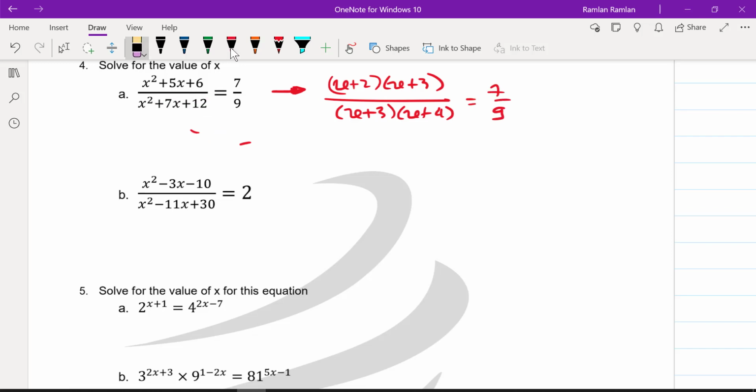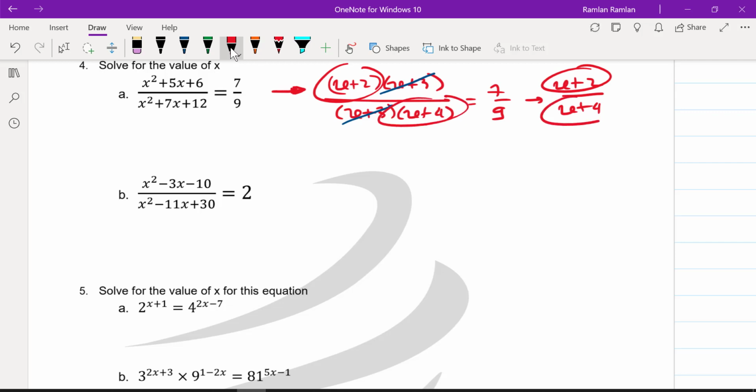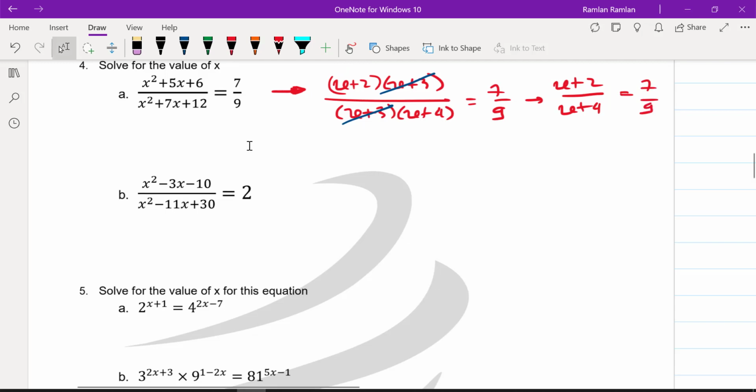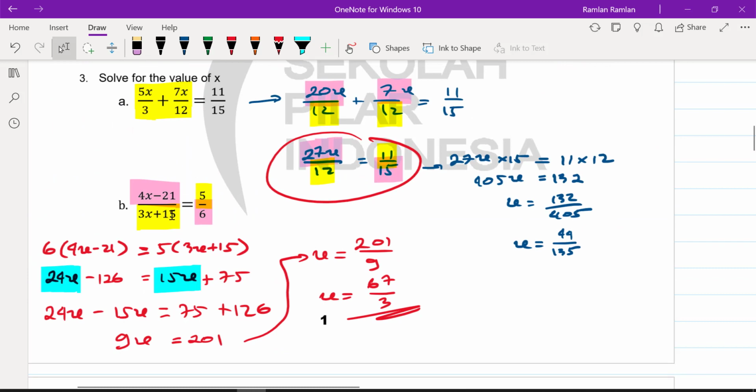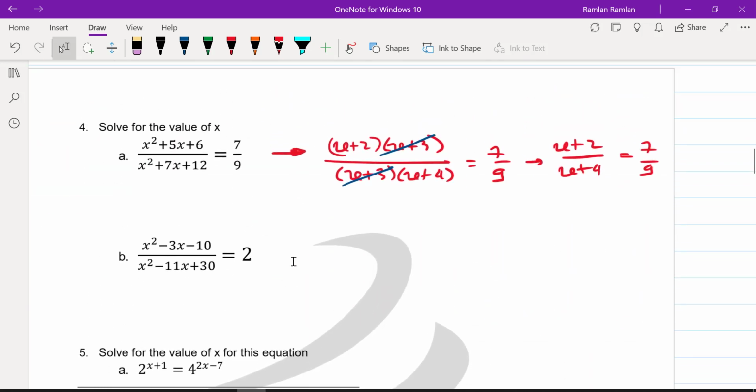Okay, in here, because we have the same factor, which is this one, we can cancel these two, because they're exactly the same thing. And then we can rewrite this as x plus 2 over x plus 4, the ones that we haven't canceled yet, and that would be equal to 7 over 9. So can you see that this is actually the same form as the one we just did for number 3b, right? So we can do what we call a cross multiplication.